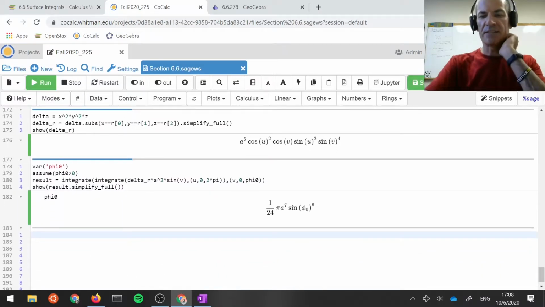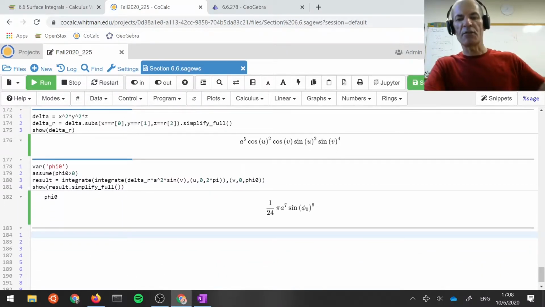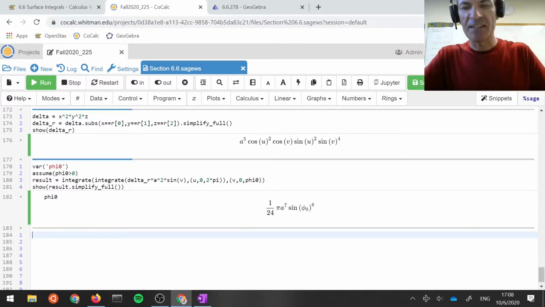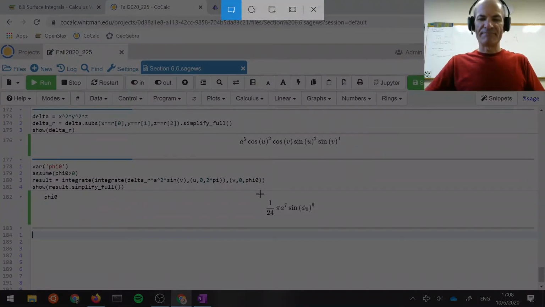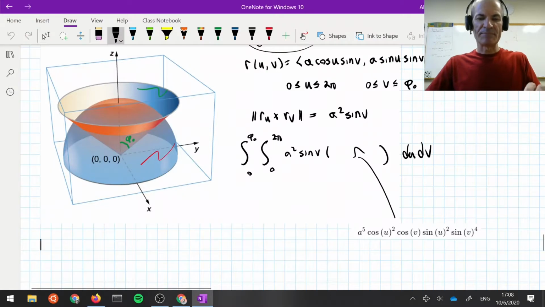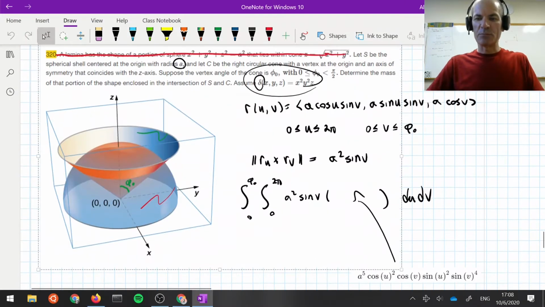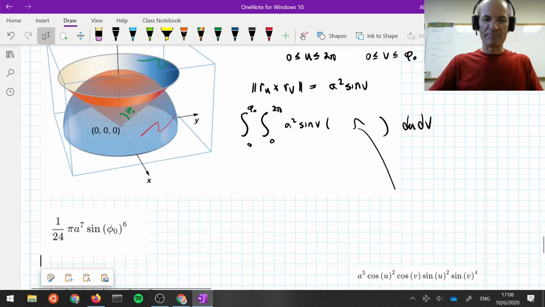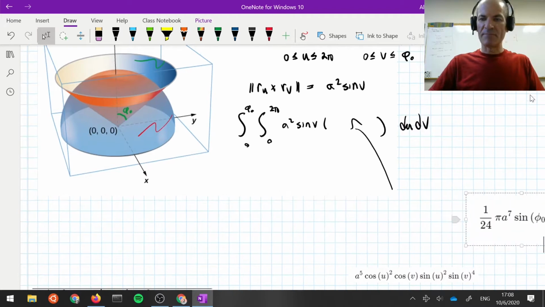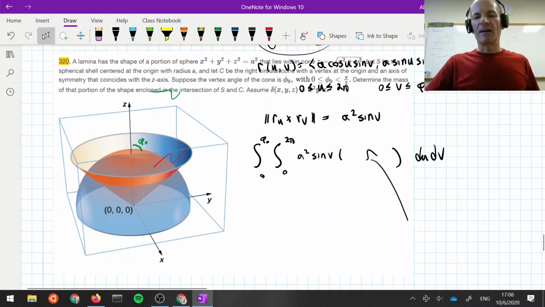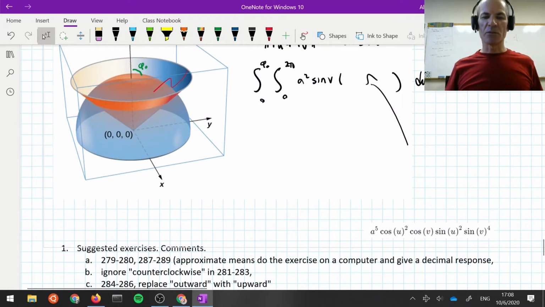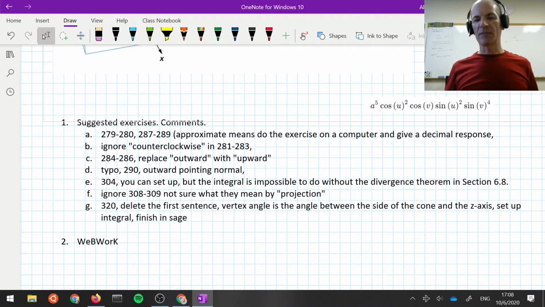And we get this expression, pi over 24, a to the 7th sine of phi 0, sine to the 6th of phi 0. So yeah, that looks like a really fun integral to do. And we'll just put that right there. Maybe right here, I don't know. Or maybe down here. Oh God, giving up now. You get the idea. Okay. Yeah, so that's it. A lot of these integrals are really hard, so you might want to jump over to Sage. But it's good to do them kind of by hand too.